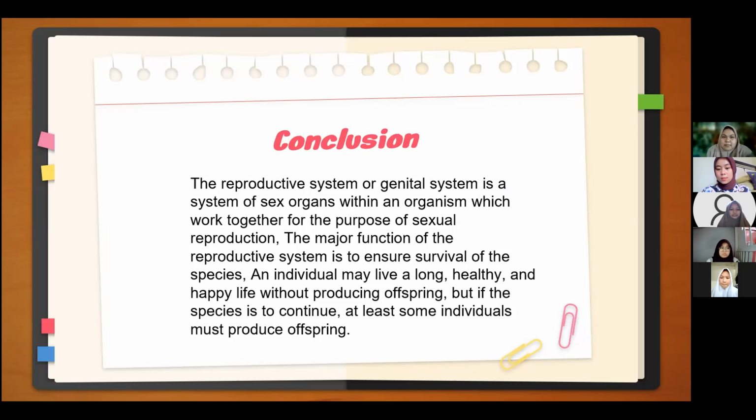Thank you. Okay, thanks to our sister Siti Aisyah. Now, I would like to convey the conclusion of the text. It can be concluded that the reproductive system or genital system is a system of sex organs within an organism which work together for the purpose of sexual reproduction. The major function of the reproductive system is to ensure survival of the species. An individual may live a long, healthy, and happy life without producing offspring. But if the species is to continue, at least some individuals must produce offspring.